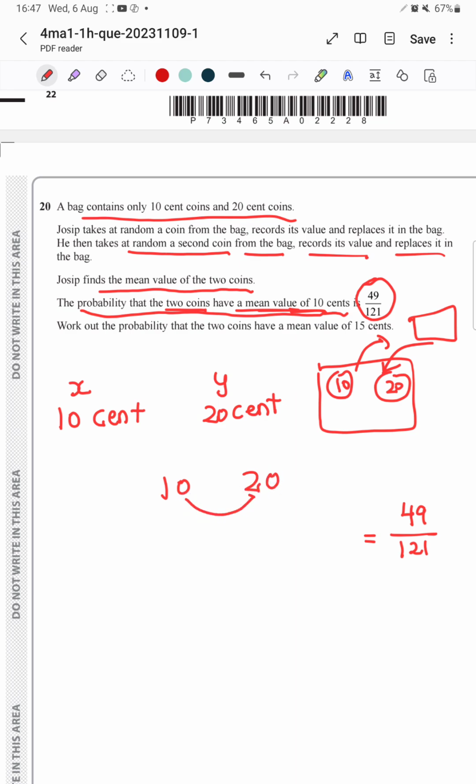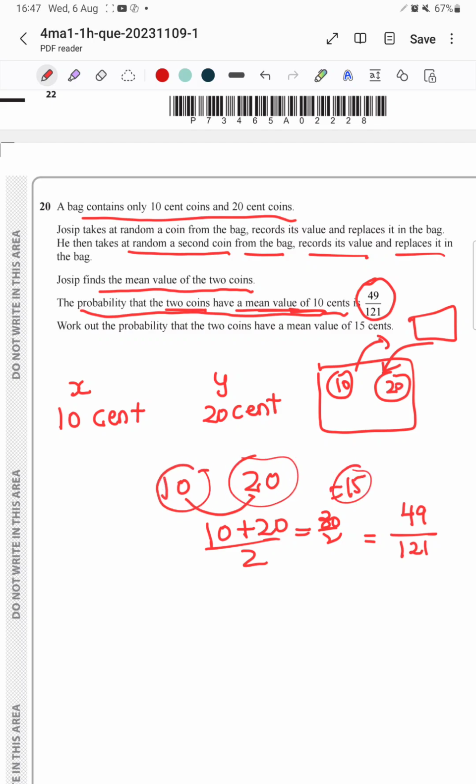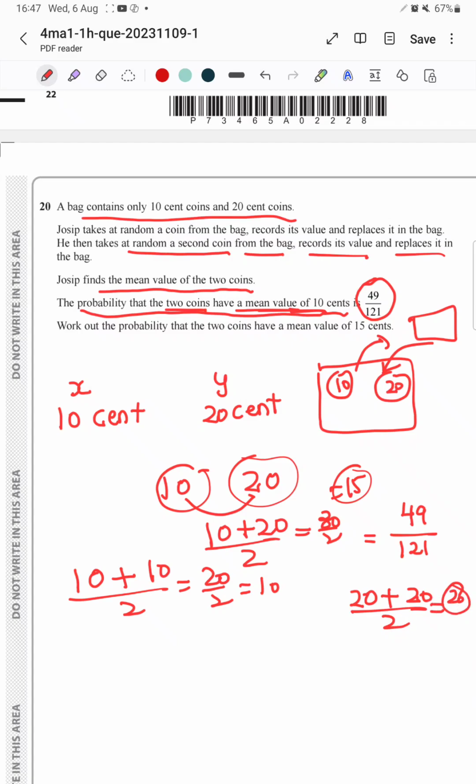So in this case, if I find its mean, it will be 10 plus 20 divided by 2, means average. So that is going to be 30 divided by 2, which is 15. So that means it cannot be one 20-cent coin and one 10-cent coin. But if I take two 10-cent coins and find their mean value, it will be 10 plus 10 divided by 2, which is 20 divided by 2, and that is 10. And another possibility is if I take a 20-cent coin first and another 20-cent coin, and when I add them and divide by 2, I get 40 divided by 2, which is 20. So this is not possible.